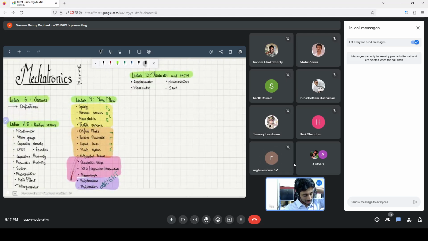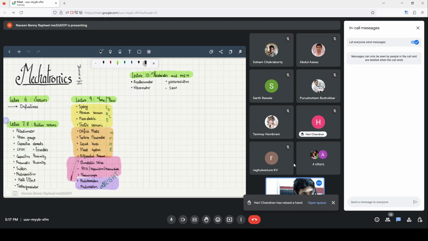Lessons 7 and 8 were essentially about position sensors, because position sensors are a vital part of many mechatronic systems. We first started with the potentiometer, which basically works on the principle of resistance being proportional to length. I do not think there's more to add to that.